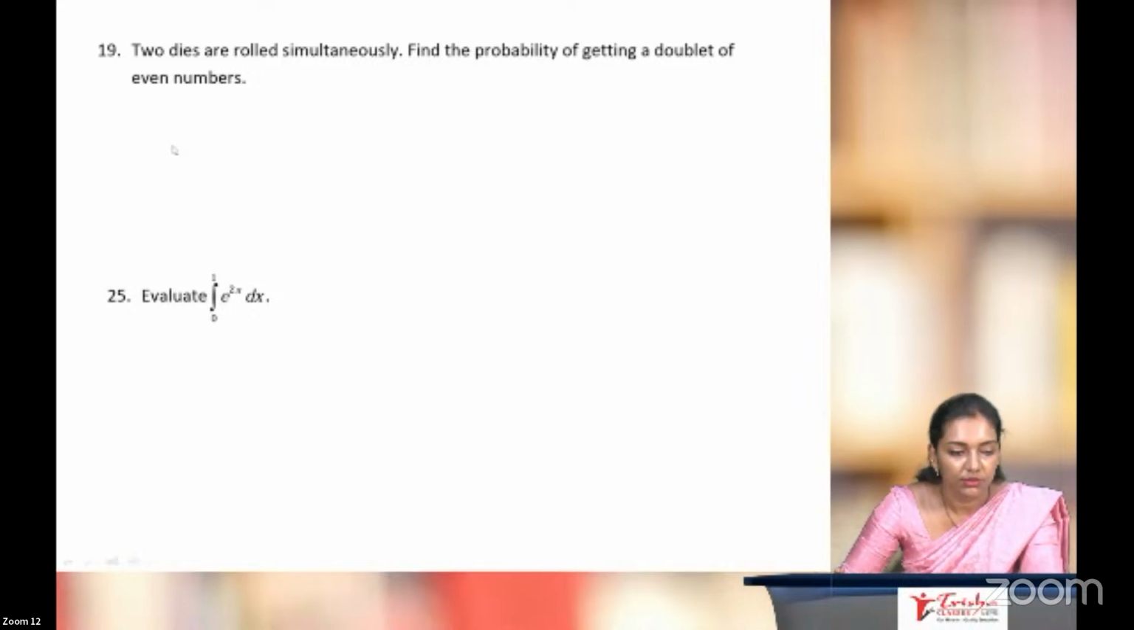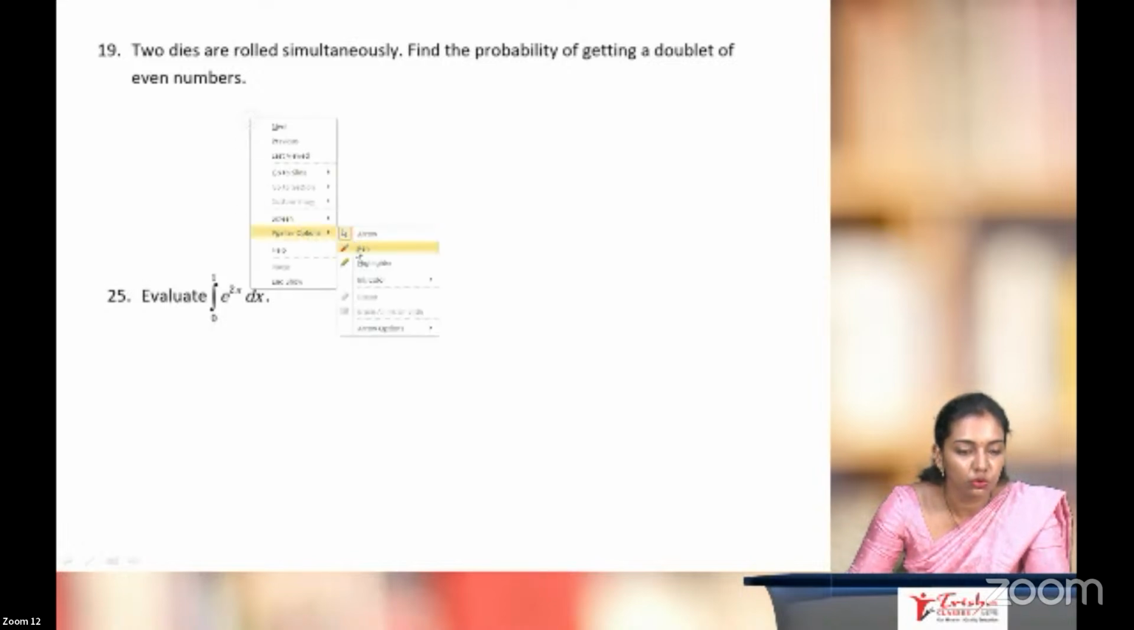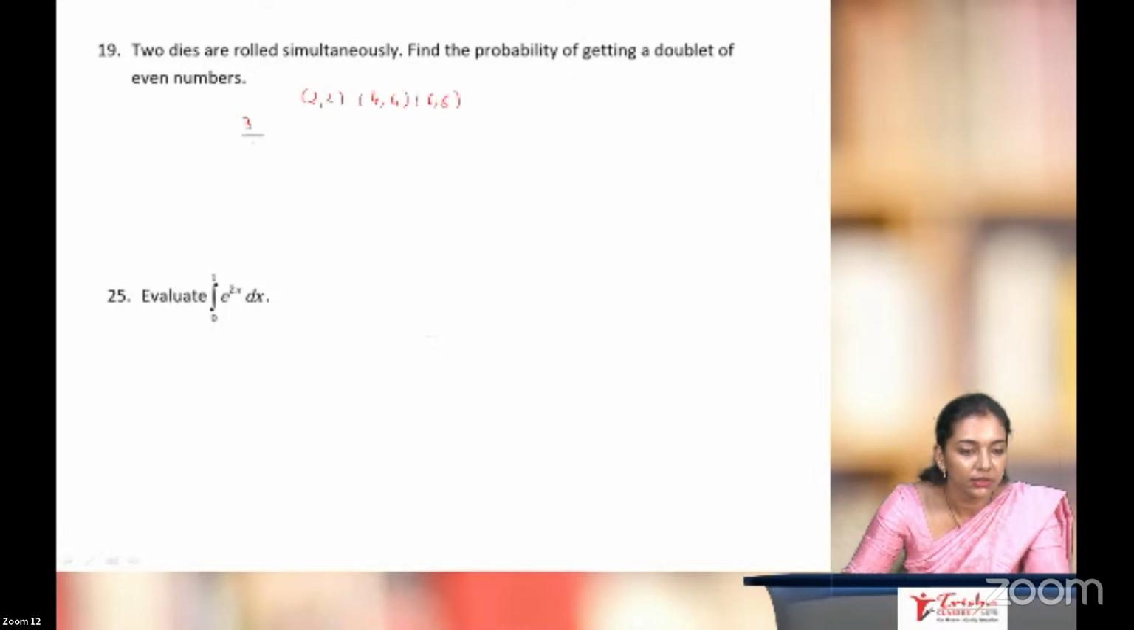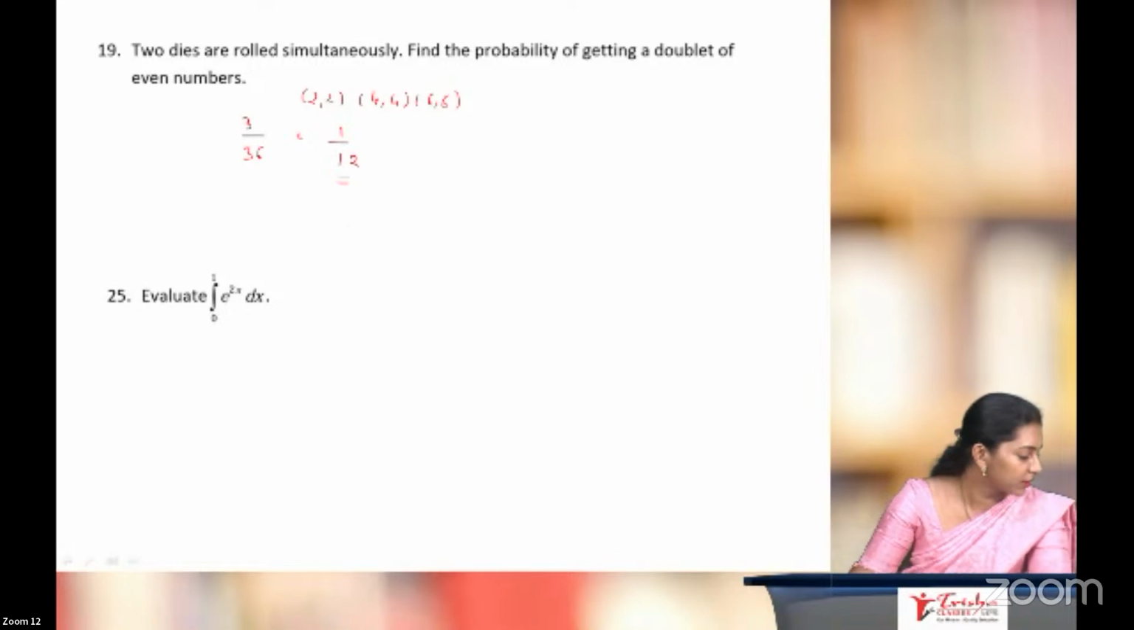Okay. I hope you got the answer. So 2 dice are rolled simultaneously. Find the probability of getting a doublet of even numbers. So 2 dice are rolled, so you will have doublets, that is 1, 1, 2, 2, 3, 3, 4, 4. Okay. In that you just want the even. Doublet of even numbers. So what are the possibilities? You just have 2, 2, 4, 4 and 6, 6. So how many are there? 3, right? 2, 2, 4, 4 and 6, 6. So 3 by the total, which is 36. Right? So 1 by 12. So that is the answer.